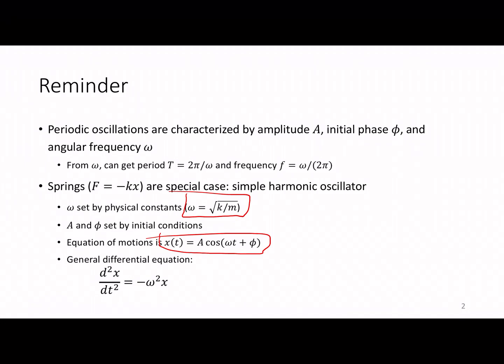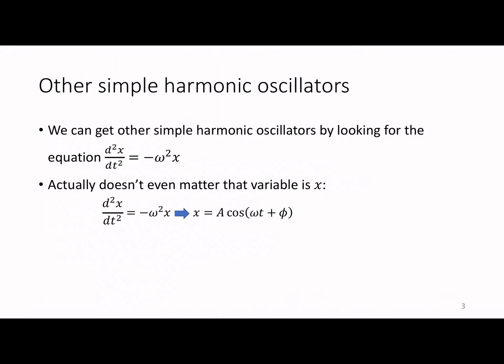So the thing that I didn't emphasize all that much last time, but is very, very important, is that all of this physics comes from one piece of math. This differential equation, acceleration, d squared x over dt squared, is equal to minus omega squared times x. And that's what we're going to pick up today. So the idea is basically we can get simple harmonic oscillators simply by looking for equations that look like this. If I give you d squared x over dt squared is minus omega squared times x, you can immediately figure out that the solution is a simple harmonic oscillator, A cosine omega t plus phi.